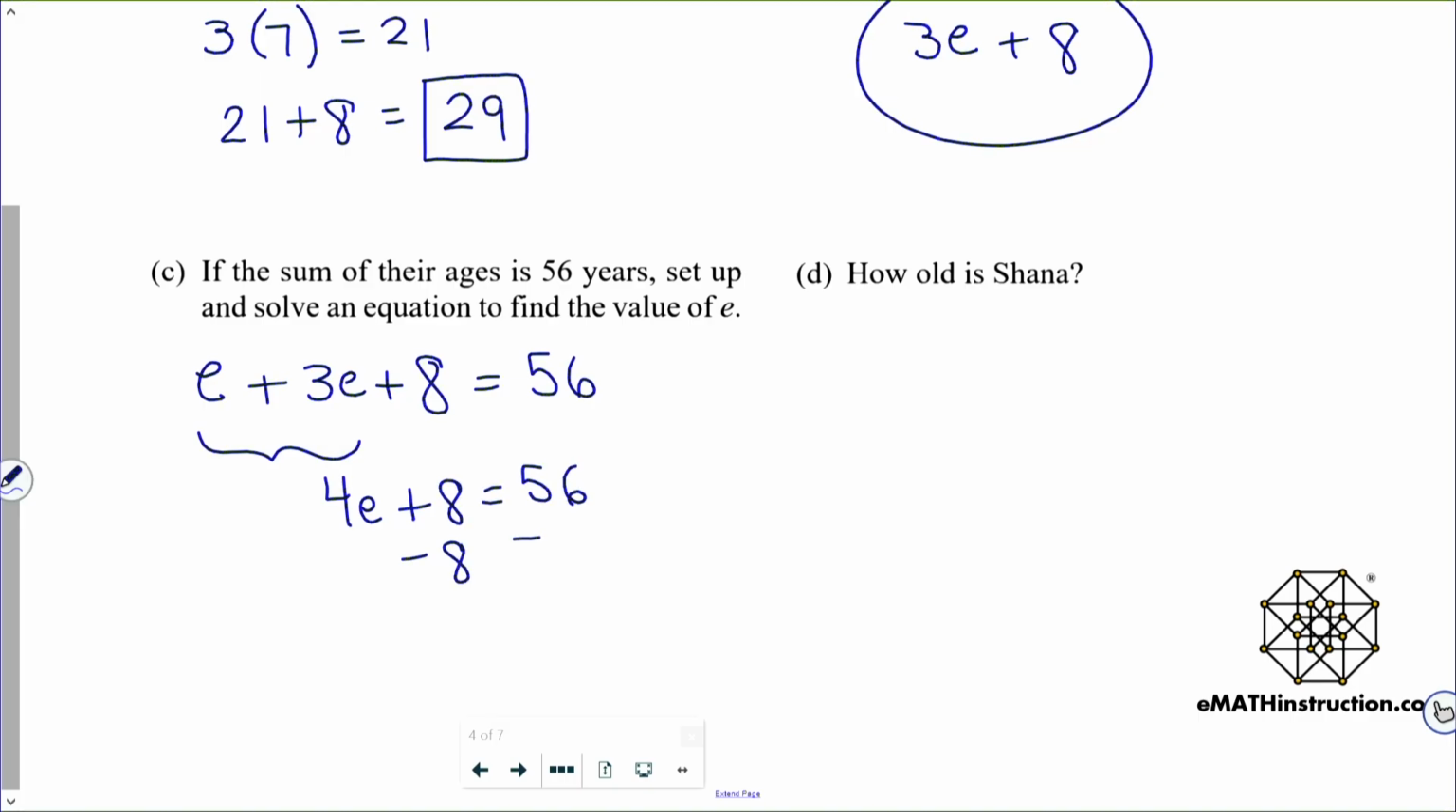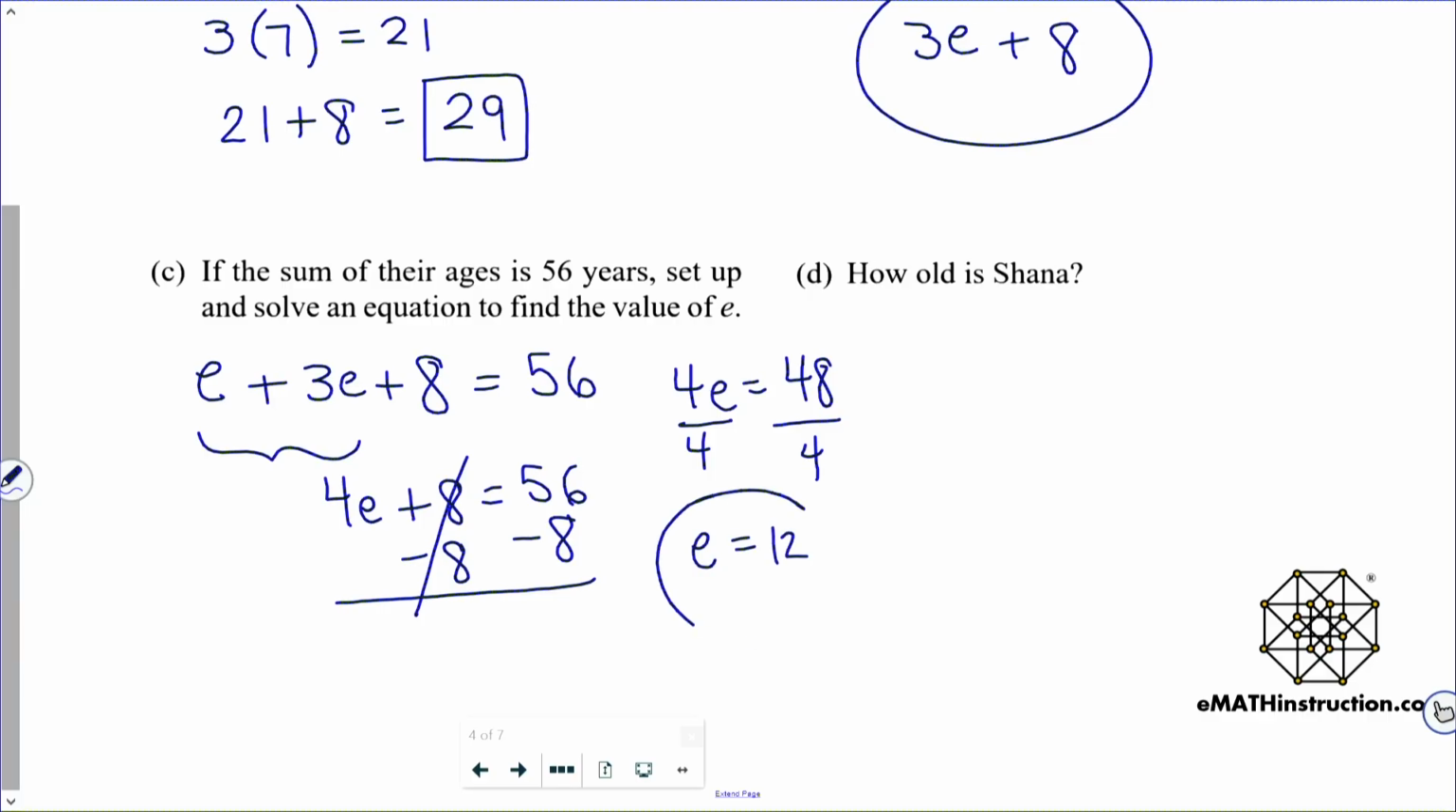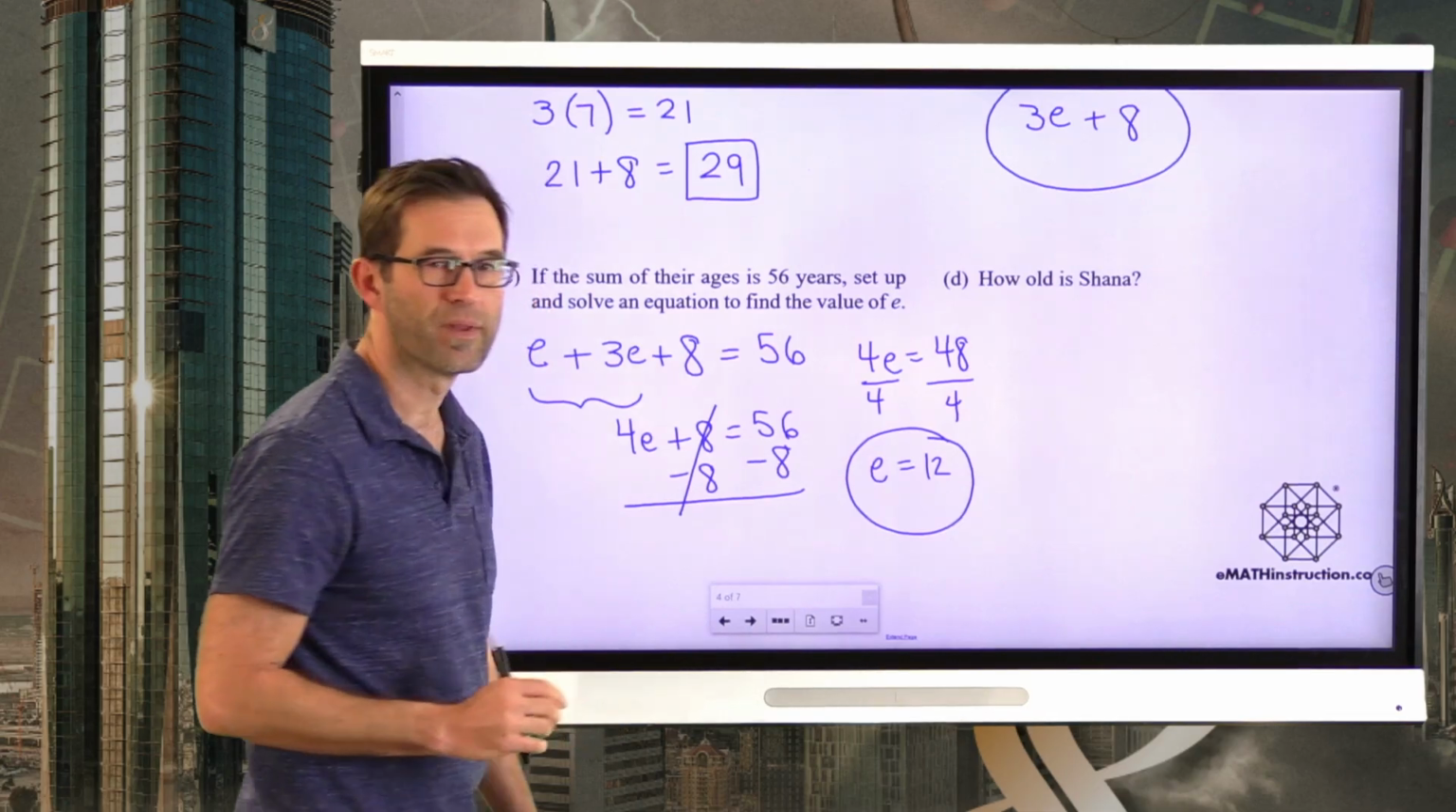We're going to subtract an 8 from both sides, right? That's going to leave us with 4E is equal to 56 minus 8, which is 48. Divide both sides by 4, and E ends up being 12. So Evie is 12 years old.